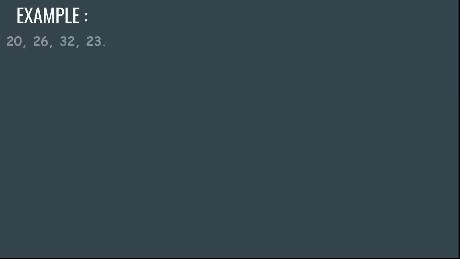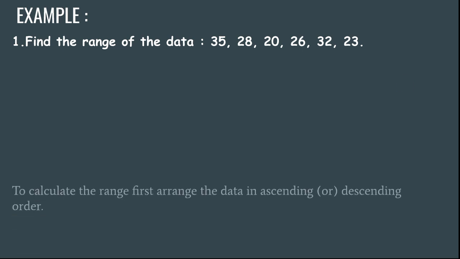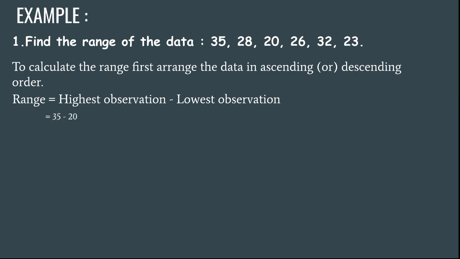Let us see an example. Find the range of the data 35, 28, 20, 26, 32 and 23. So we know that to calculate the range, first arrange the data in ascending order or descending order. So range is highest observation minus lowest observation. In the given data set, the highest observation is 35 and the least observation is 20. So range is 35 minus 20, which is equal to 15.